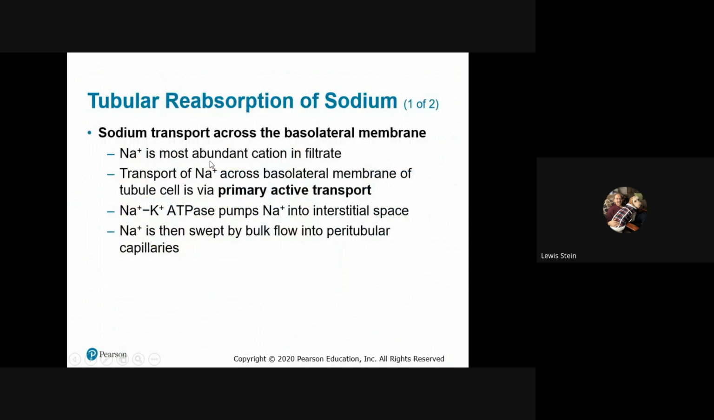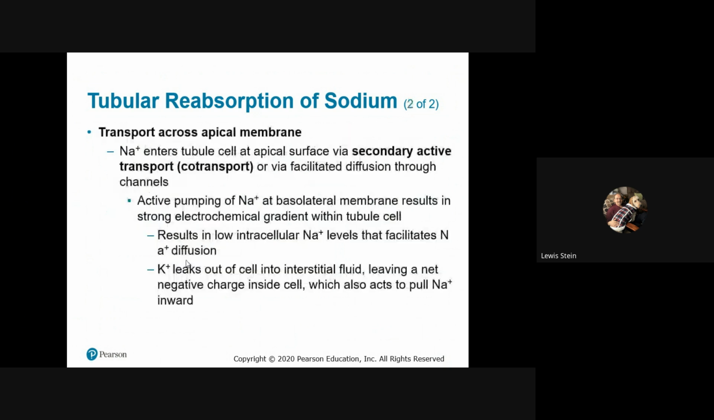Sodium is the most abundant cation in the filtrate. Across the basolateral membrane, the primary sodium-potassium ATPase pumps sodium into the interstitial space. The sodium is then swept by bulk flow into the peritubular capillaries. So basically, that's the active transport, and like I said, that's the primary. Anything that comes with it or goes against it will be either co-transport, or symport as they sometimes call it, or antiport, anti-transport.